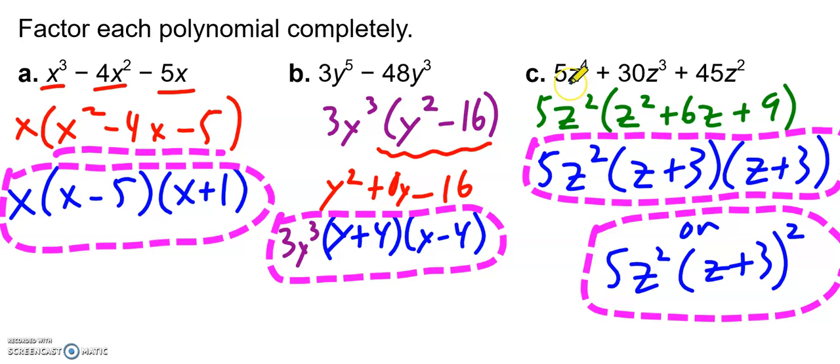C, I can see that my greatest common factor is 5z squared. So then I'm left with z squared plus 6z plus 9. Now I'd ask myself what multiplies to 9 and adds to 6. That's positive 3 and positive 3. So I can write my answer as 5z squared times z plus 3 times z plus 3. Or we could combine this and write it as 5z squared times z plus 3 quantity squared. Either way is correct.